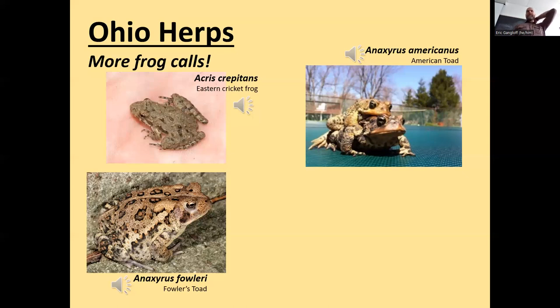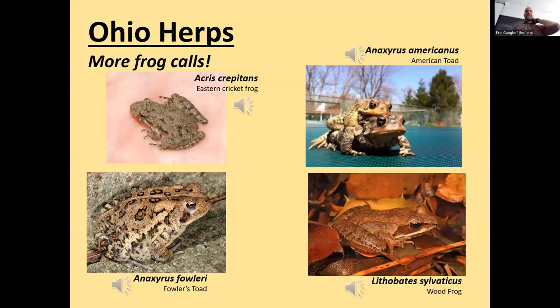All right, I got one more for you here, and that is the wood frog, Lithobates sylvaticus. Genus Lithobates, same genus as your leopard frogs, green frogs, bullfrogs. So what family is that? Ranidae, yep.